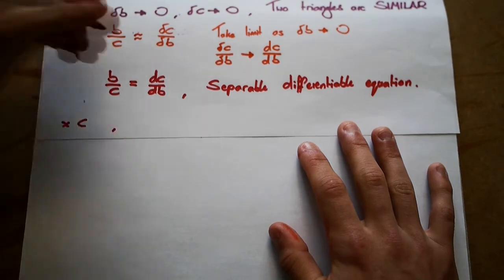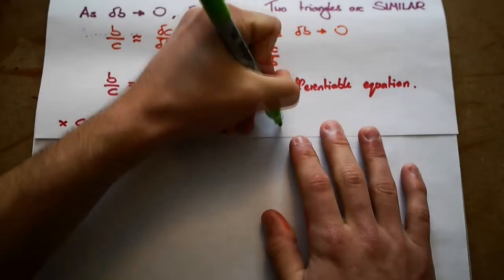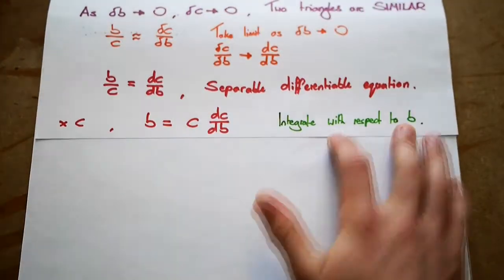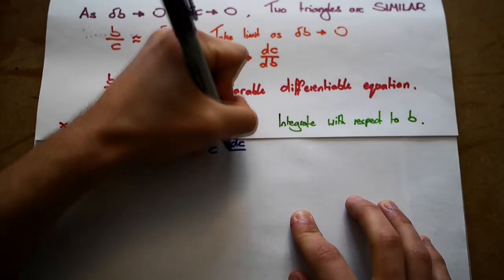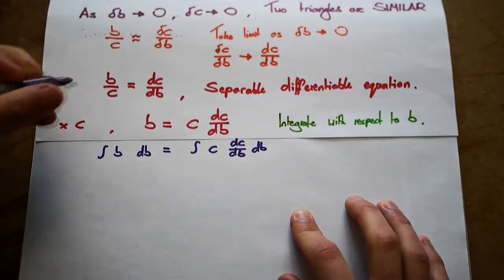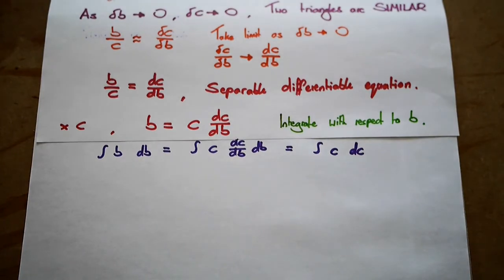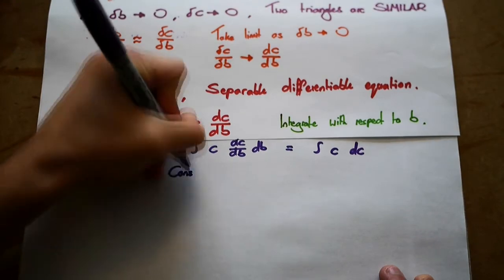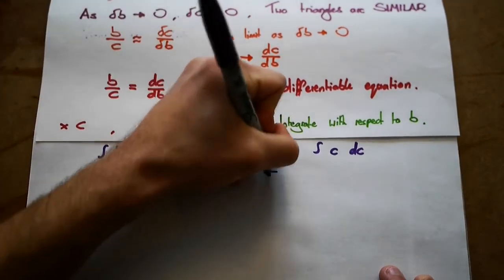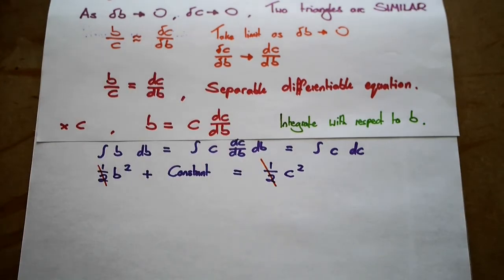If we multiply up by c, we have b equals c times dc over db. Now we integrate with respect to b. And so the integral of b with respect to b equals the integral of c multiplied by dc by db with respect to b, which simplifies to the integral of c with respect to c. By using the power rule for integration, we have a half b squared plus an arbitrary constant equals a half c squared. We can first multiply by 2 to get rid of the halves here.